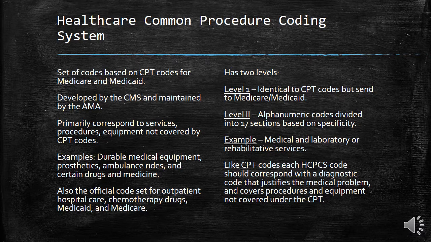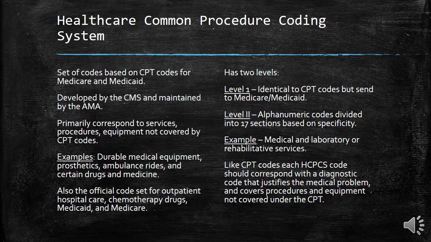HCPCS, Healthcare Common Procedure Coding System, a set of codes based on CPT codes for Medicare and Medicaid, developed by the CMS and maintained by the AMA, primarily correspond to services, procedures, and equipment not covered by CPT codes. Examples: durable medical equipment, prosthetics, ambulance rides, and certain drugs and medicine. Also, the official code set for outpatient hospital care, chemotherapy drugs, Medicaid, and Medicare.